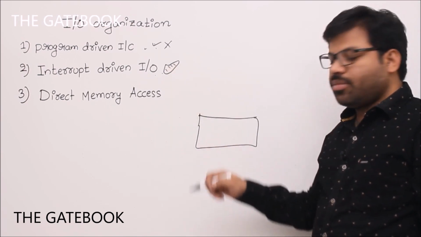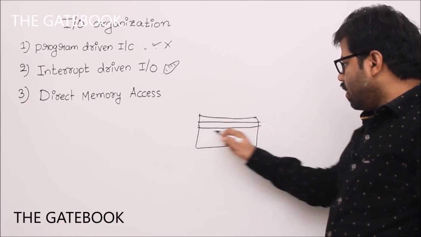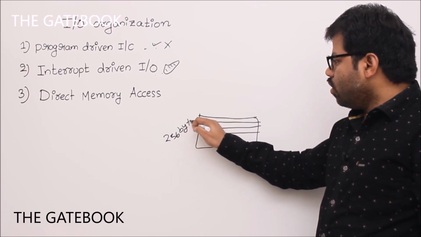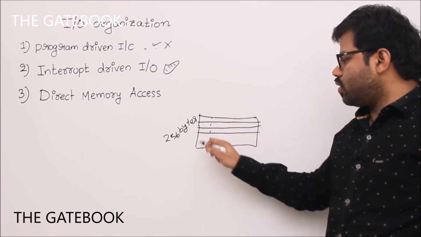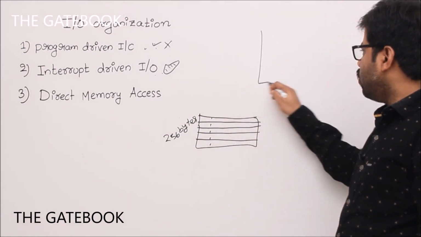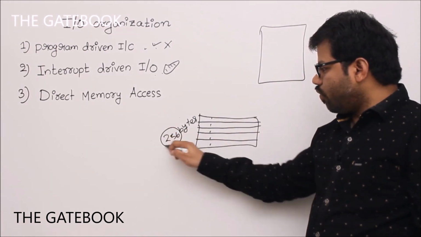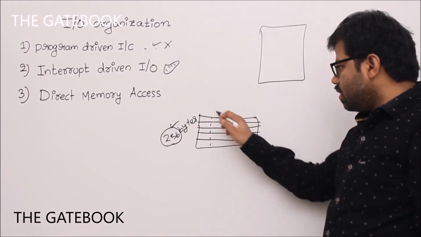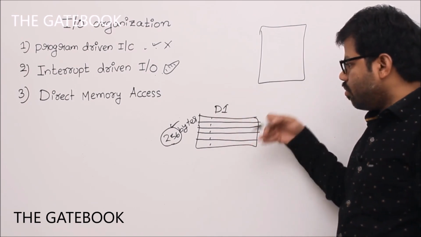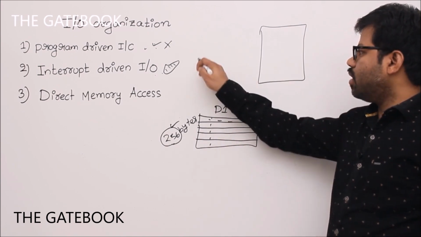But when we go for direct memory access, you have a lot of data, huge data. For example, let's say you have 256 bytes of data, and you want to send all the 256 bytes to main memory through interrupt driven IO. So what happens if you really want to send 256 bytes of data? Let's say this is some hypothetical device. It is sending byte wise, byte 1, byte 2, byte 3, everything. Whenever it has a byte, it will interrupt the processor.